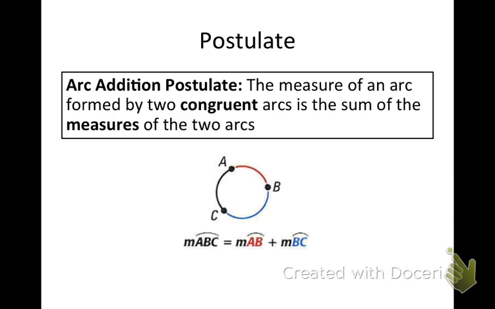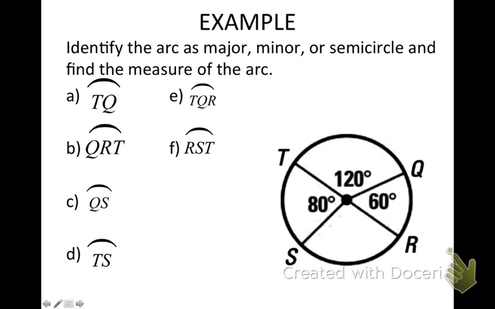I won't even worry about making the diagram, just fill in the blank here. It says arc addition postulate: the measure of an arc formed by two adjacent arcs is the sum of the measures of the two arcs. Which is kind of like a no-duh thing, so don't even worry about the diagram. So if we look at this example, we're going to fill in everything we have.